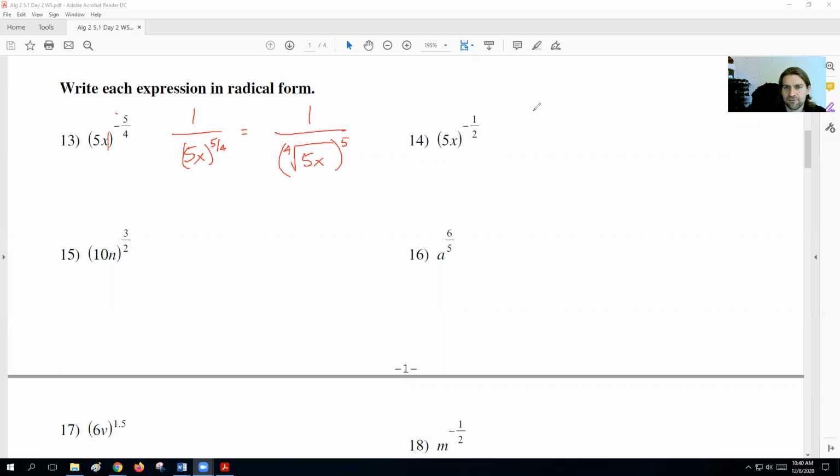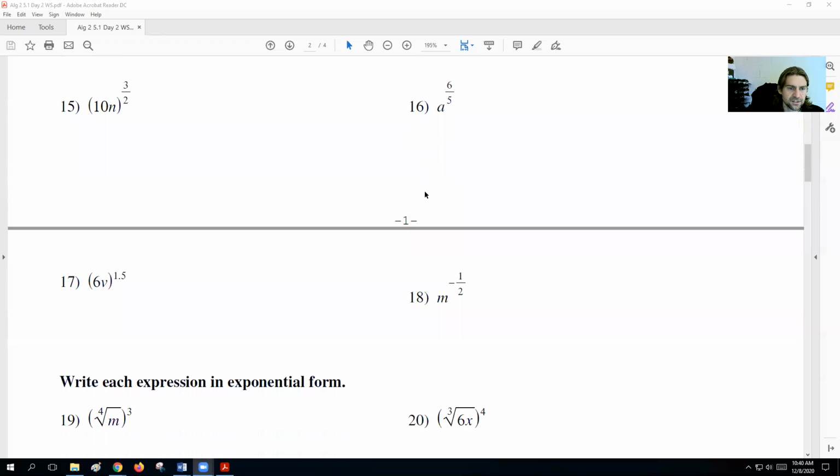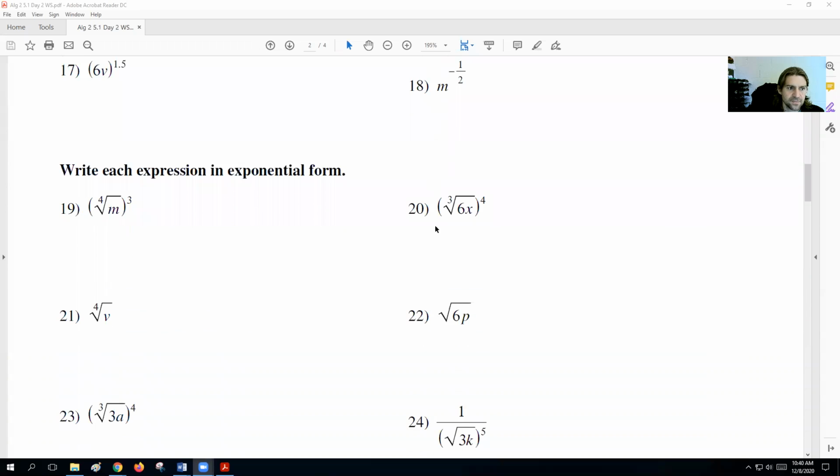How about the next one here? 5x to the negative 1/2 power. Okay, so this can be 1 over 5x to the 1/2 power, positive 1/2 power. And the positive 1/2 power is the square root. Technically, we could put the 2 there if we really wanted to. We could put this all to the first power, but it's just better to look at this as 1 over radical 5x. All right, so that takes us through question 18.